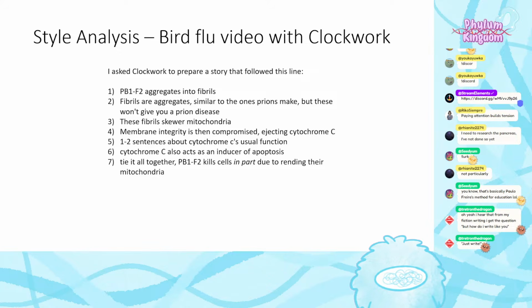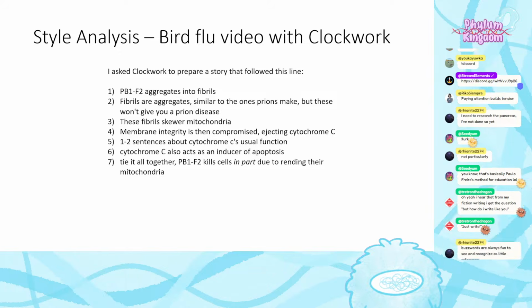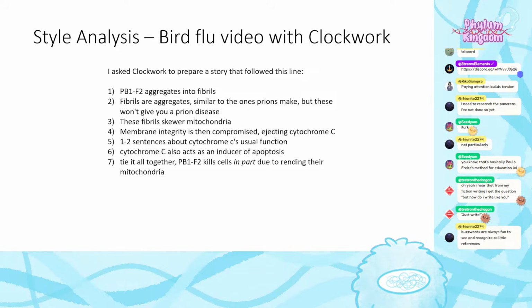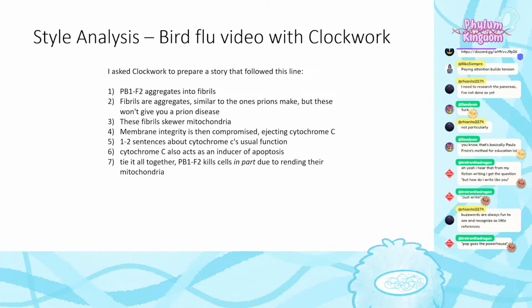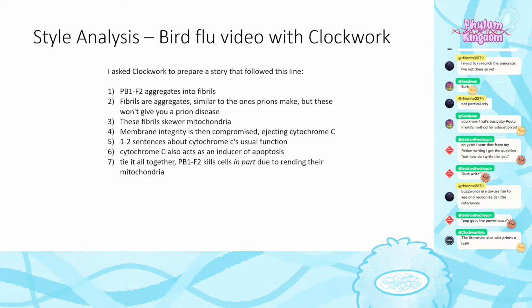And then these fibers skewer the mitochondria. They pop the mitochondria. Well, not pop, but they bleed out the mitochondria, essentially. The membrane integrity is then compromised, and then they shoot out their cytochrome C, and then talk about cytochrome C's function. And then cytochrome C causes apoptosis, causes the cell to self-destruct. And then please tie it all together. PB1F2 kills the cell because it skewers their mitochondria, right? So this is the story I told Clockwork to tell.